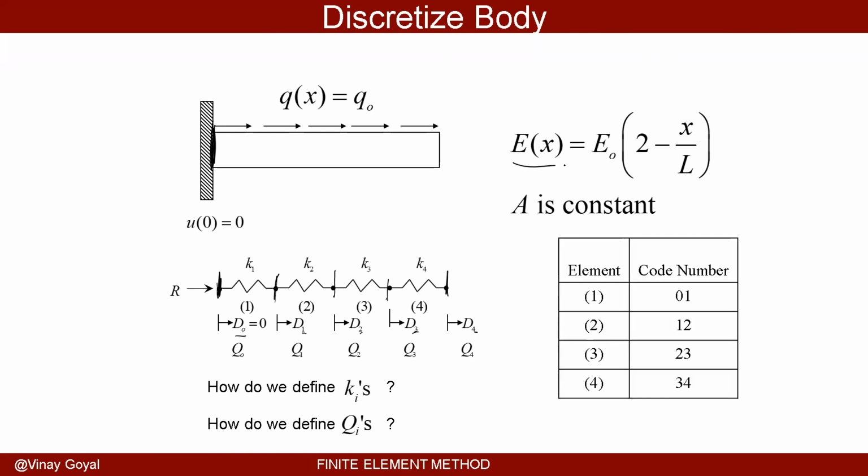Let's create the code number first. For spring one, element one, I have 0, 1 because it's connecting 0 and 1. Element number two is 1 and 2. Element number three is 2 and 3. Element four is 3 and 4. That's the code number for that.